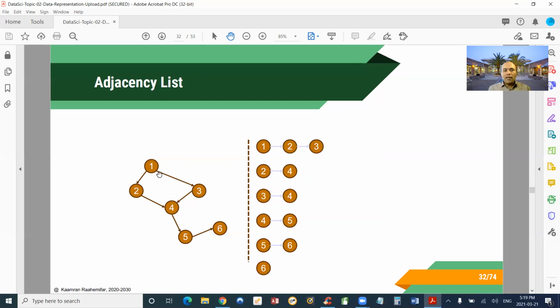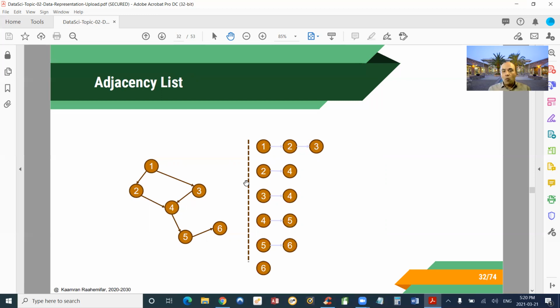Now, if you take a look at this, 1 is connected to 2 and 3. This directed graph means nothing. It simply says 1 is connected to 2 and 3. You could potentially put 1, 3, and 2 if you wanted to. But the reason we put 1, 2, 3, is because we wanted this to be incremental.